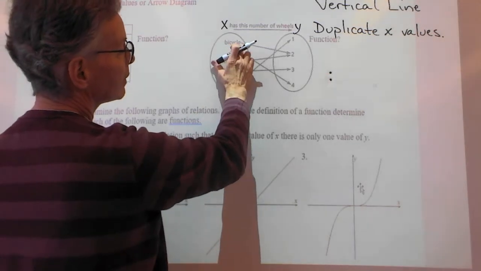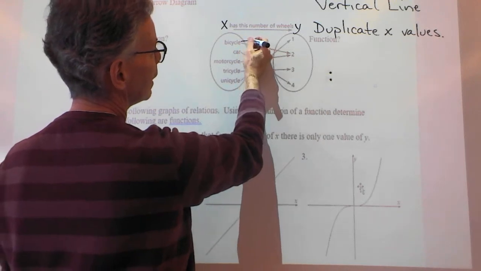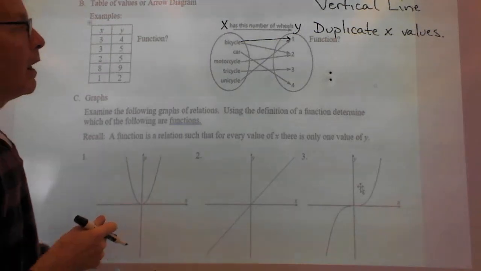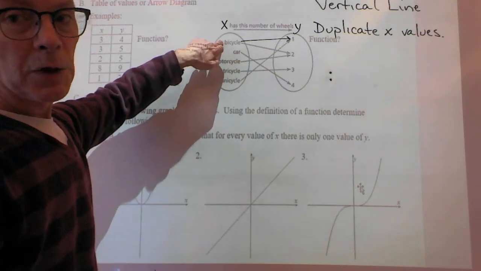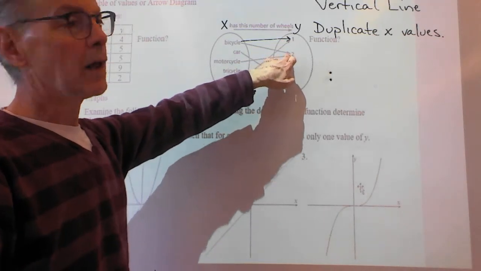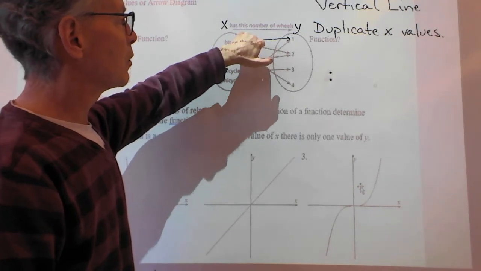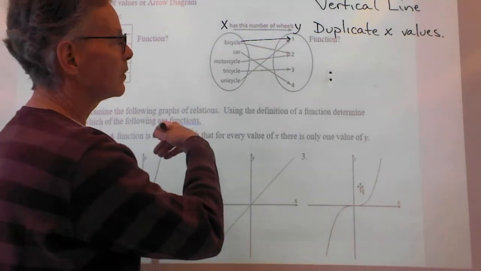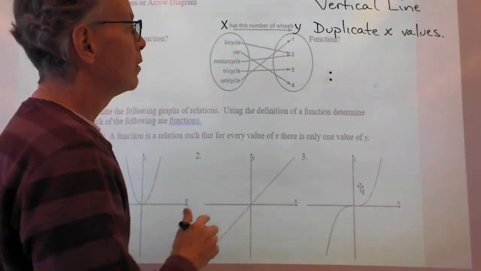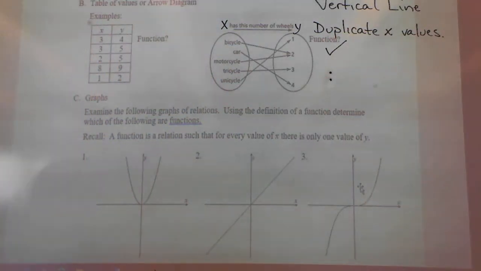Now, let's say, for instance, this bicycle had an arrow going to the 2 and also had an arrow going to the 1. Then you would have this x value being duplicated, right? It would go to this y, but it would also go to this y. If this has duplication, 2 arrows, then you would say it's not a function. But since that's not the case, I just made it up, we can say, ka-ching, it is a function. Okay?